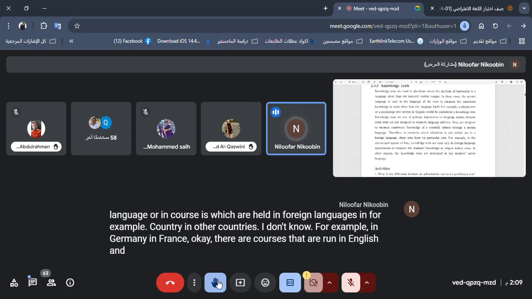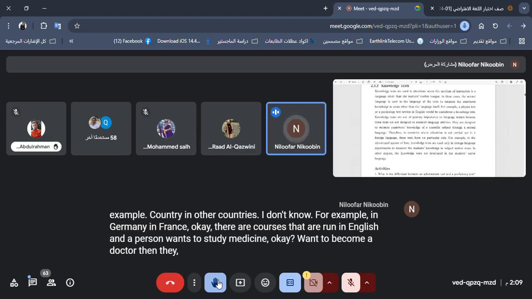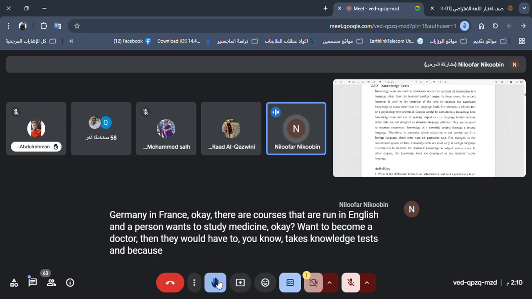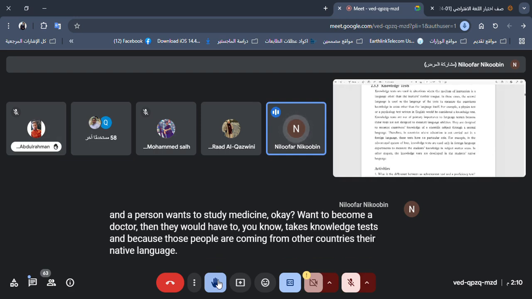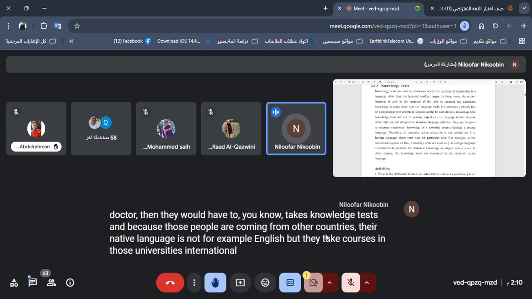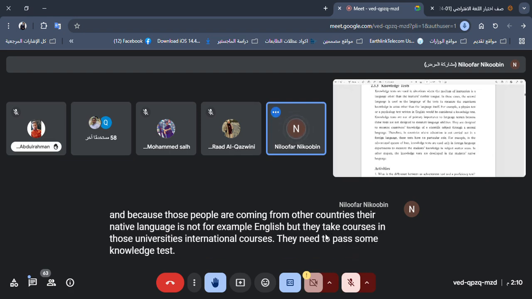And so if a person wants to study medicine, they want to become a doctor, then they would have to take some knowledge tests. And because those people are coming from other countries, their native language is not, for example, English. But when they take courses in those universities, international courses, they need to pass some knowledge tests in a language that is not their own mother tongue.